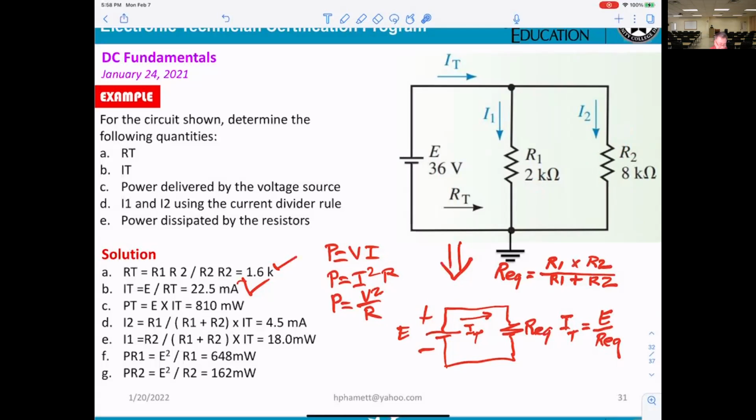And also they want to calculate the power dissipated on R1. Then you can use I1 squared times R1, or the power for R2 will be I2 squared times R2. We already calculated that for you. Any question on this circuitry and on the calculation?